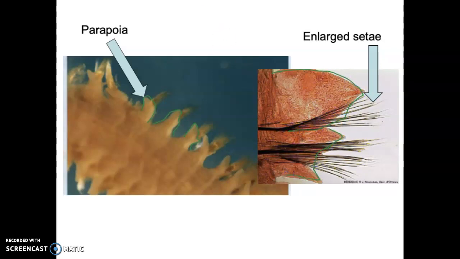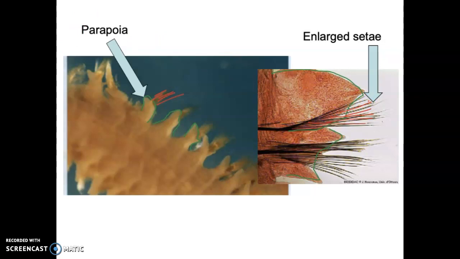Now sticking out of the parapodia, that's a scary thing, or can be scary. These little bristles, these little hairs, these little fibers, those are the setae. Depending upon the organism, the setae contain little toxins, little proteins, and they are not pleasant at all if you get into contact with them.